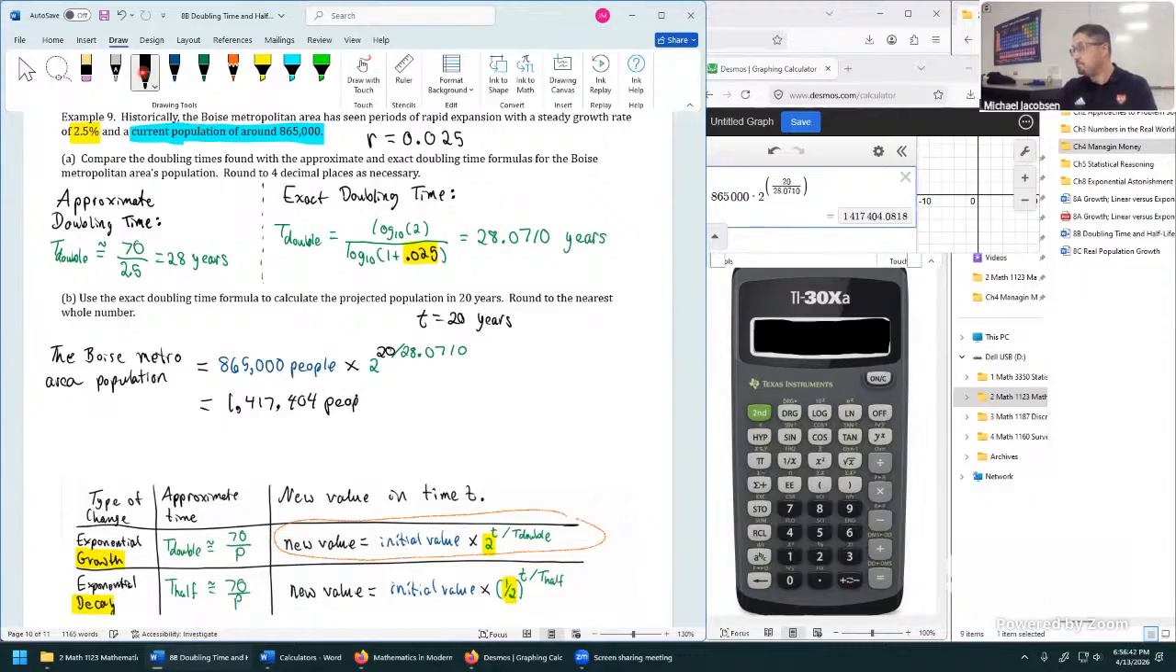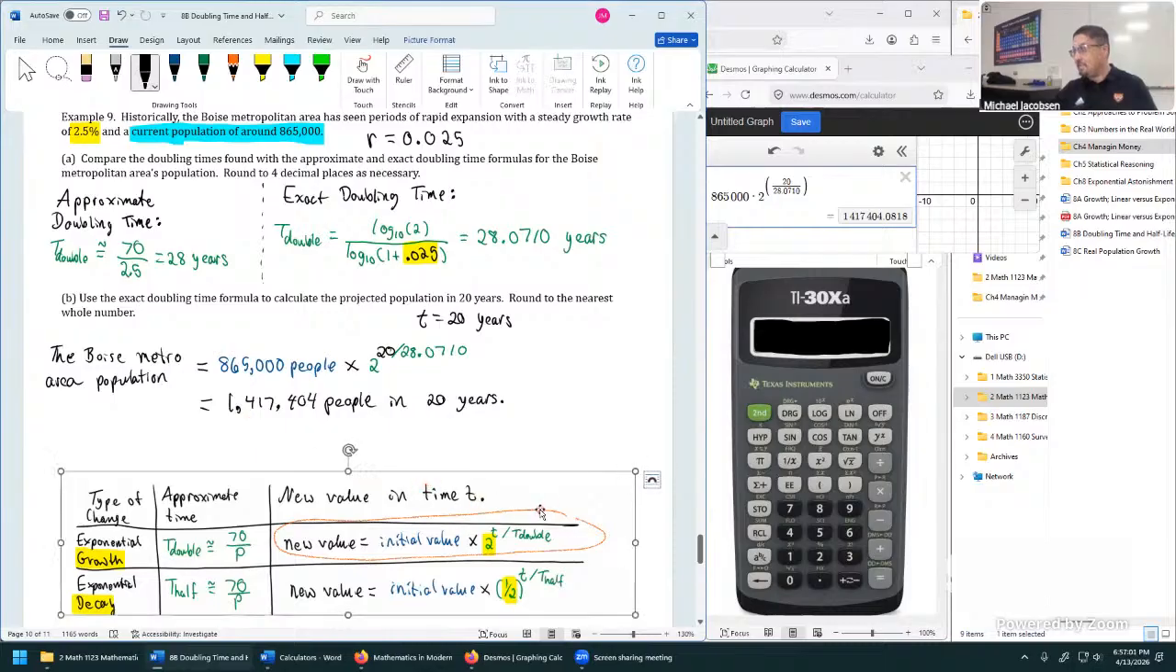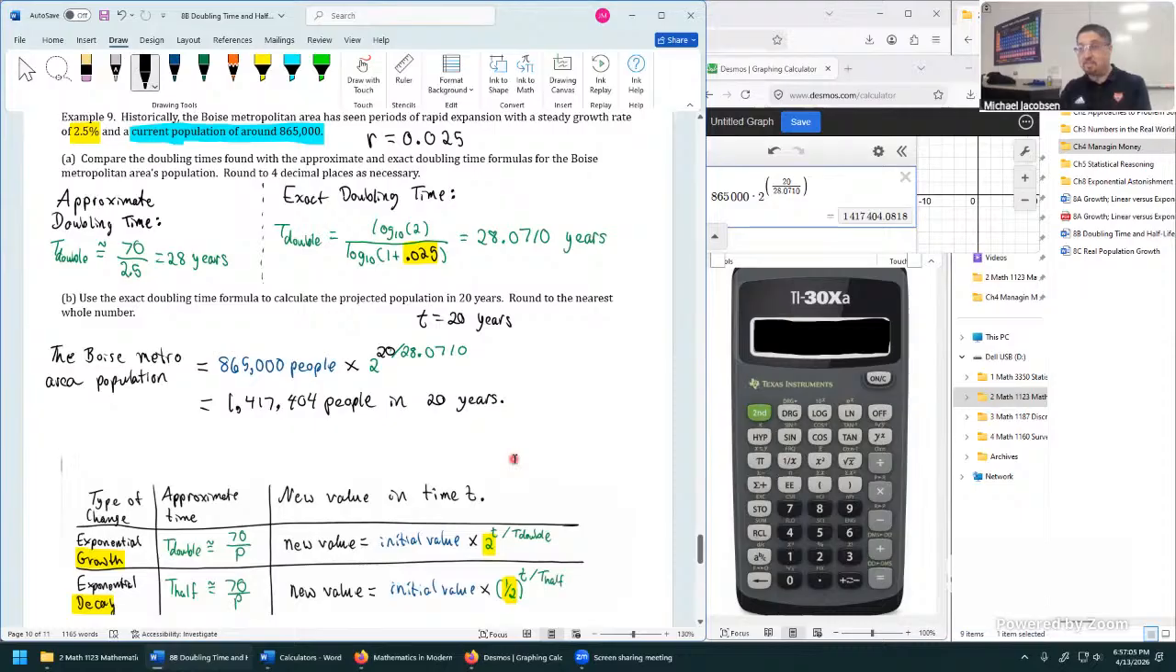People in 20 years. So if everything just keeps on going the same way as it has been in Boise, growing at 2.5% per year, they're looking at a metropolitan area getting closer and closer to almost 1.5 million people. That's quite a lot for an Idaho town. But any questions at all, folks, getting through this one?